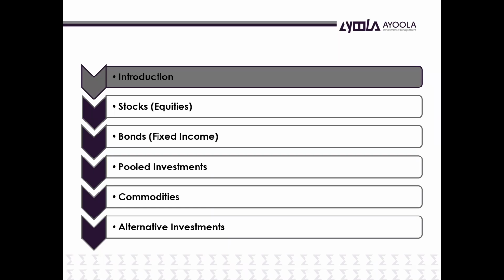Okay, so the first thing that we'll talk through is the introduction. Then we'll talk about stocks, also called equities, bonds, or fixed income in this instance, pooled investments such as mutual funds, ETFs, and other vehicles. Commodities, which also means your oil, your metals, or your grains. And we'll also discuss alternative investments with a short note on cryptocurrency.